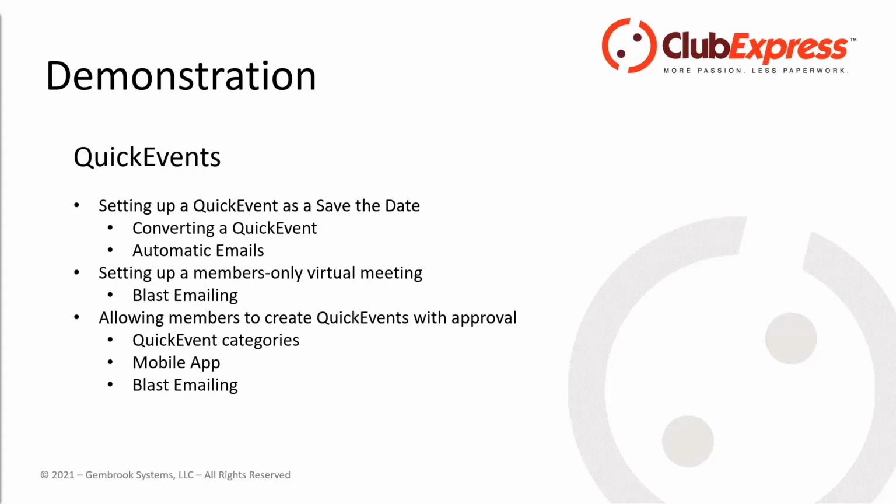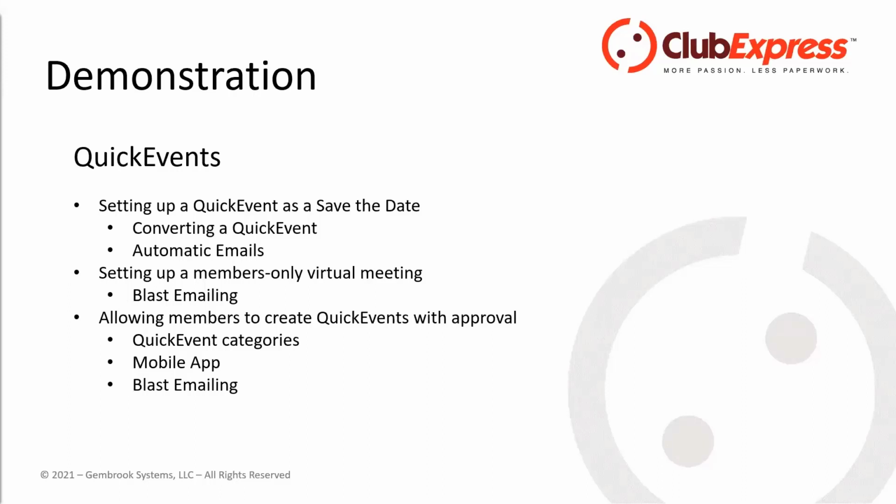We are going to set up a quick event as a save the date. That is going to be useful for a couple of different things. If you have an event that's happening maybe in a couple of months, maybe in 6 months, and you want to notify your members that this is coming up, set up a quick event, label it as a save the date. That way, when your members register for the quick event and you convert the quick event into a full event, which we'll go over, they'll get notified. And it's almost like notifying them that the event is up and running. It saves you a couple of emails.